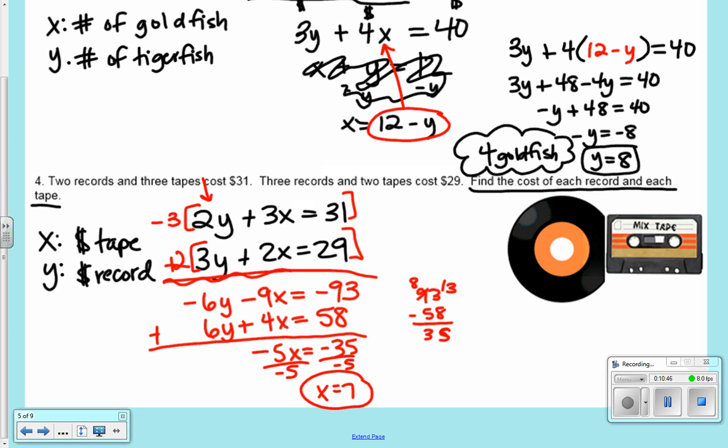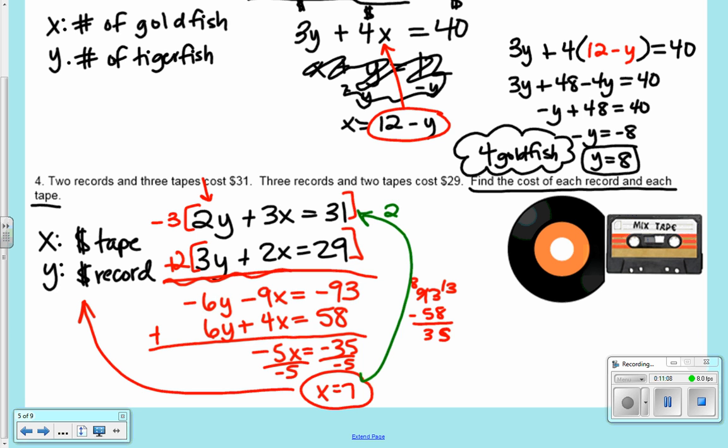Now I'm going to go back and look at my list of my variables, right? X was the cost of a tape. Okay, so it's $7 for a tape. But I need to know how much it is for a record and a tape. So I still have to take that 7 and go plug it back into one of my original equations. Which is kind of annoying because these are kind of beast equations. So I'm just going to take the top one. It doesn't matter.